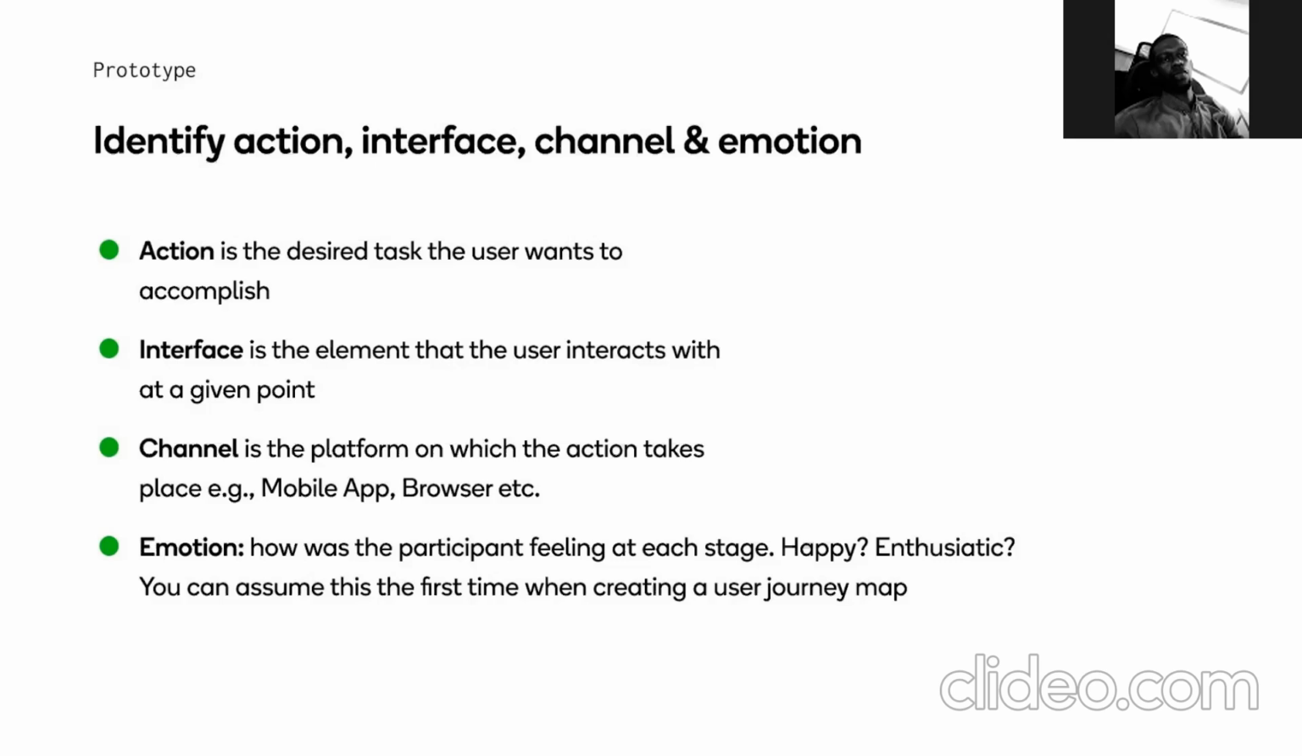And then the emotion: how was the participant feeling at each stage? Were they happy, enthusiastic? And you can assume this the first time when creating a user journey map. Okay, so for this stage, you can assume, but in subsequent testing that you'll be carrying out, you will want to observe how your users felt when they clicked the button. What did they see? How did they feel when they saw whatever it is that is on the screen? And information like that.